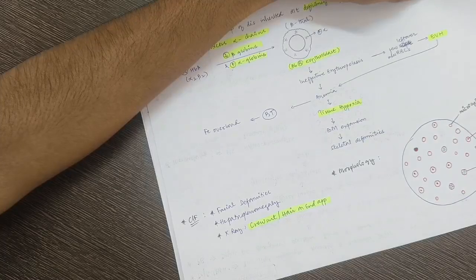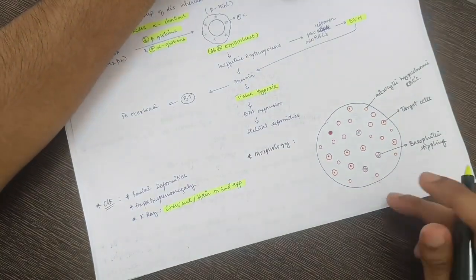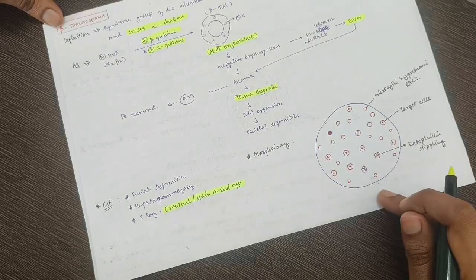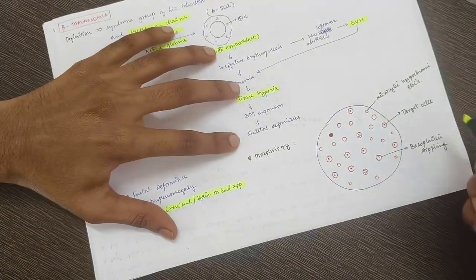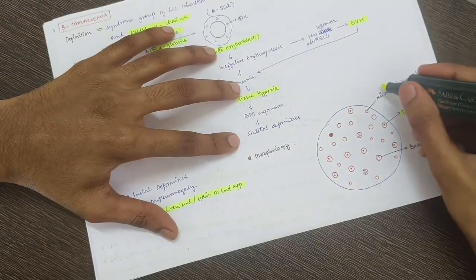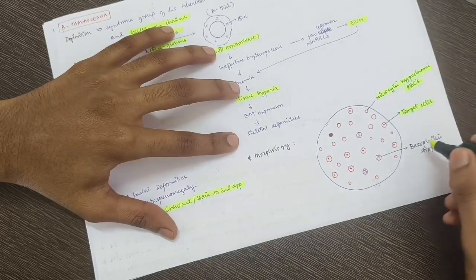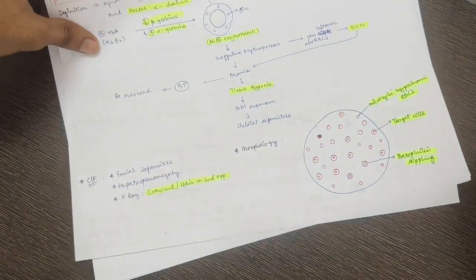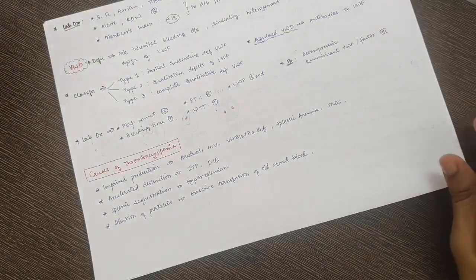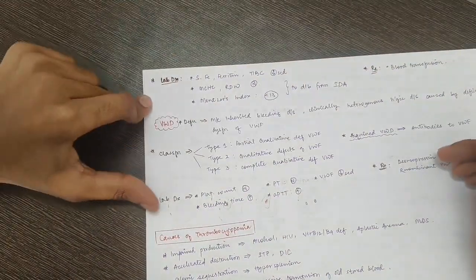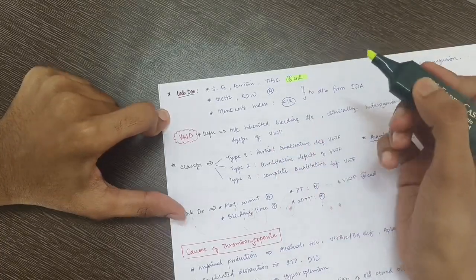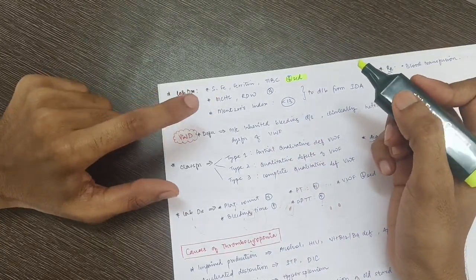Okay, so the morphology. In morphology, since beta thalassemia is a microcytic hypochromic anemia, the same features are seen here, that is target cells and microcytic hypochromic RBCs, and basophilic stippling is uniquely seen here. Okay, basophilic stippling. Next, the lab diagnosis. Basically, in the lab diagnosis, you are going to see serum iron, serum ferritin, and TIBC all decreased.